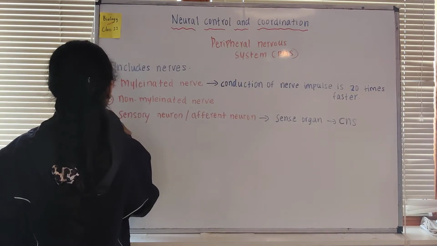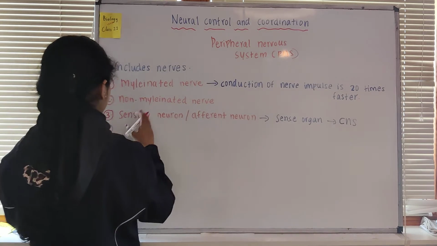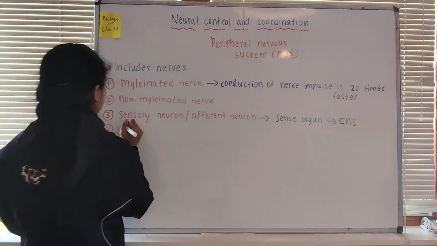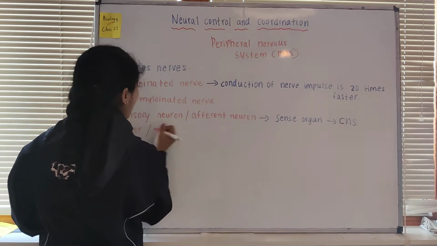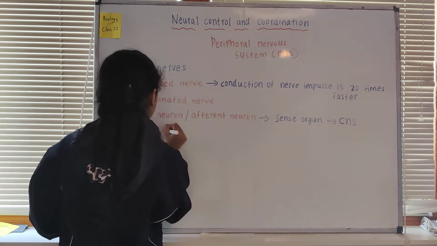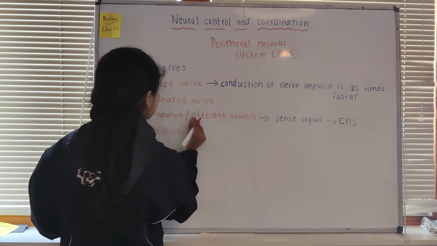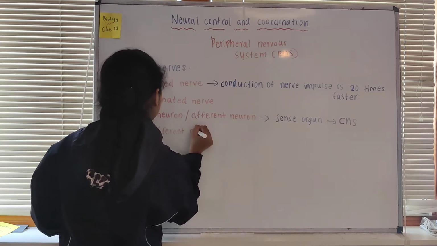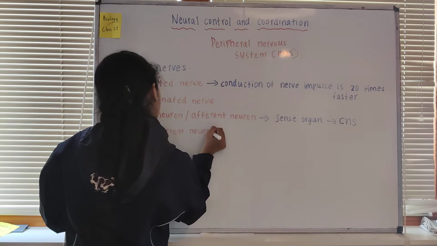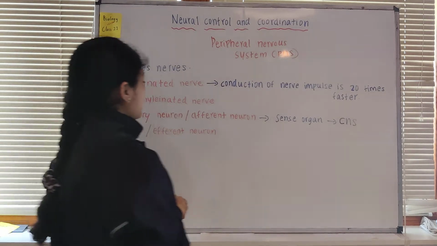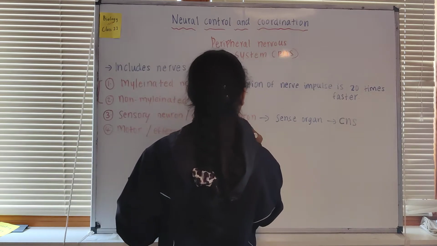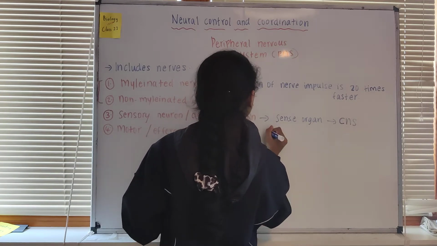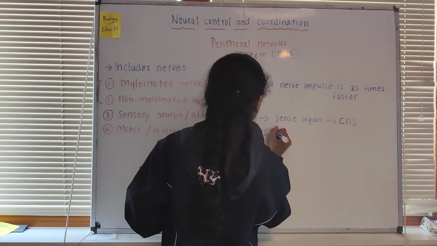The second one in this category is called the motor neuron or efferent neuron. So this is afferent and this is efferent neuron. Here the nerve impulse travels from the CNS, the central nervous system, to the sense organ.